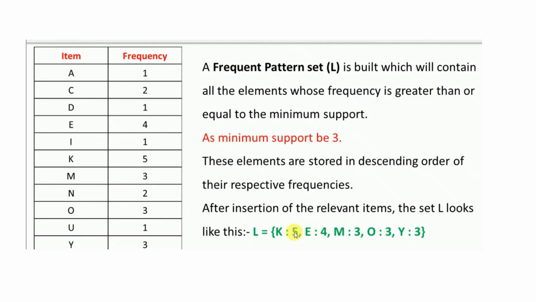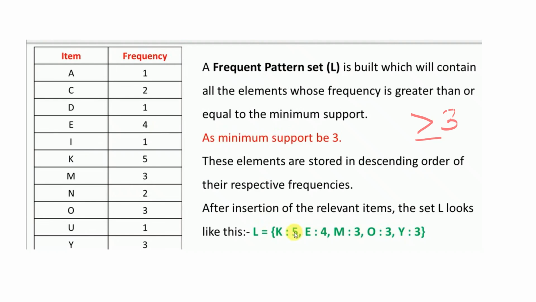So the items which are less than 3 must be removed, and only the items which are greater than or equal to 3 must be kept in the database. We have to keep them as the item sets. We have to consider those item sets only.